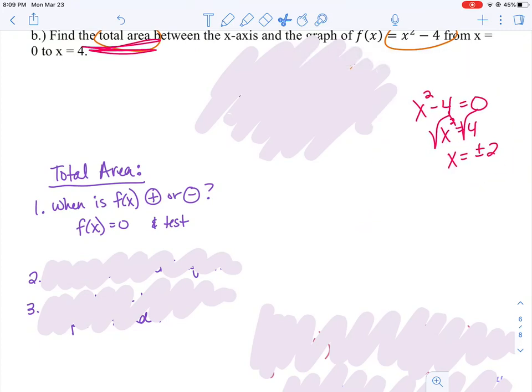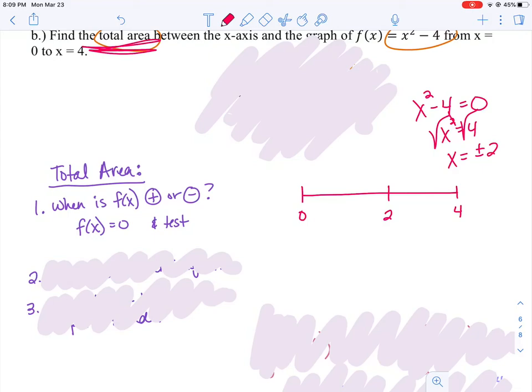Okay, so again, pretend like we don't have that picture, but we do know that my function equals 0 at x equals positive 2. And so now I'm going to think about kind of a number line. I know that I want to start at 0. I know that I want to find the total area until I hit 4. But at x equals 2, it touches the x-axis.